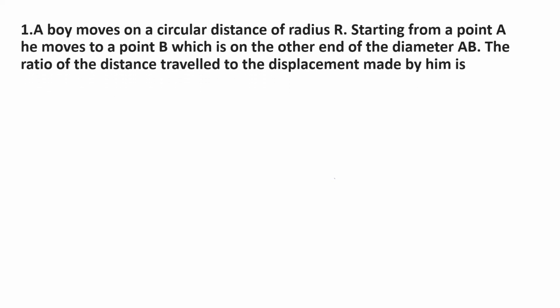First question: a boy moves on a circular path of radius r starting from a point A. He moves to a point B which is on the other end of the diameter AB. The ratio of the distance travelled to the displacement made by him is, options are A pi by 2, B pi, C 2 pi, D 4 pi.